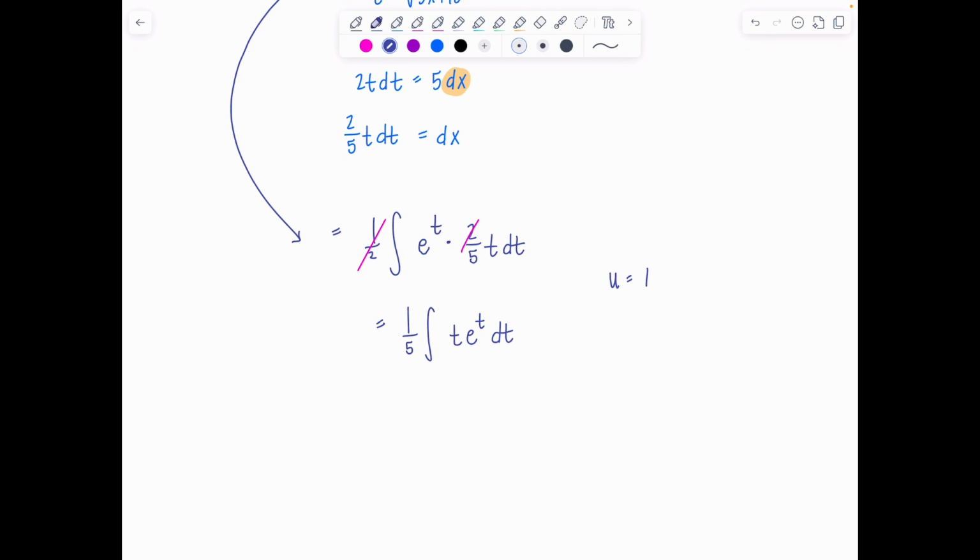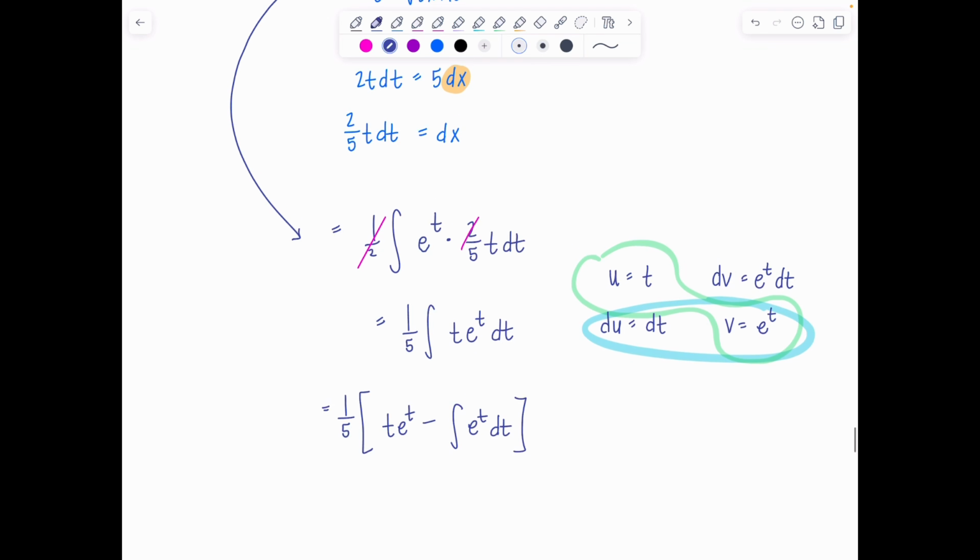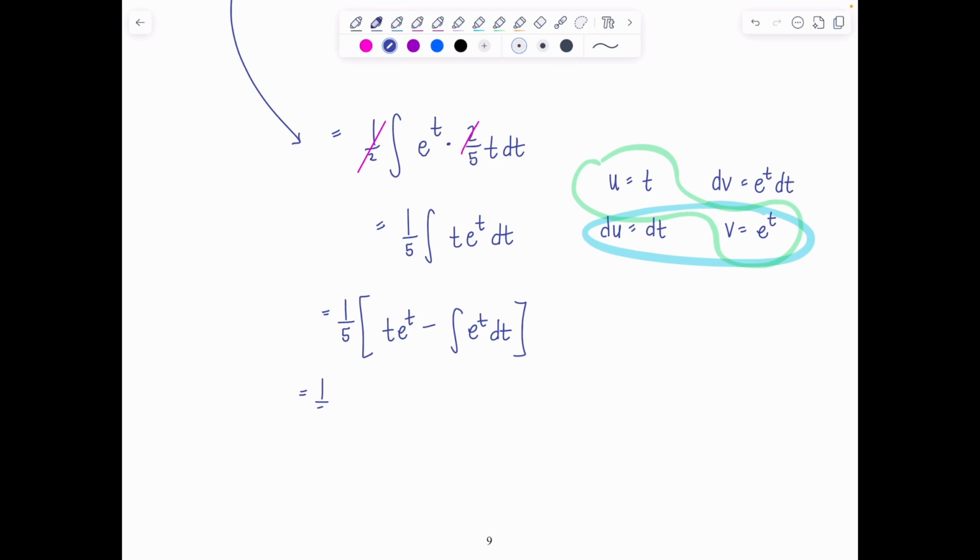So u is going to be t, not the other way around. dv is e to the t dt. So du is dt, and v is just e to the t. Keep that 1/5 outside, okay? And then we've got uv, so that's t e to the t, minus integral v du, e to the t dt. Boom. And then we're done. Antiderivative of e to the t, fan favorite, t e to the t minus e to the t plus c.